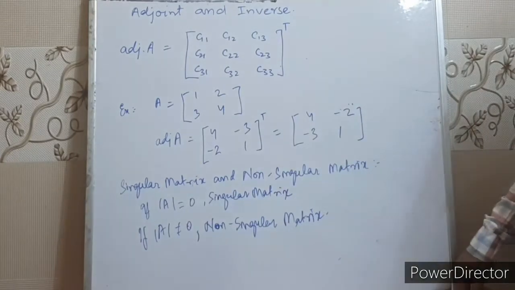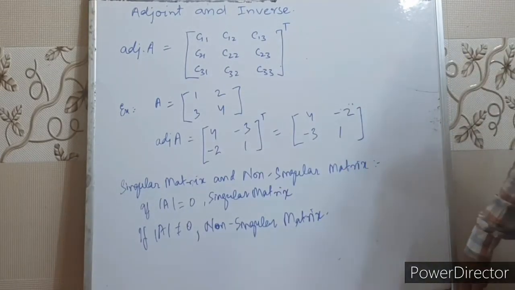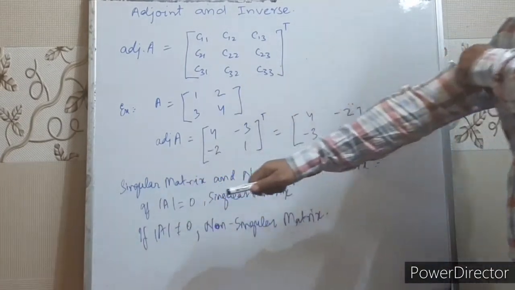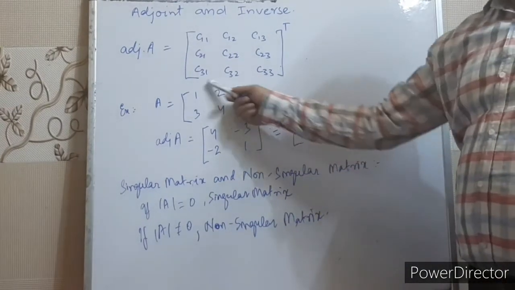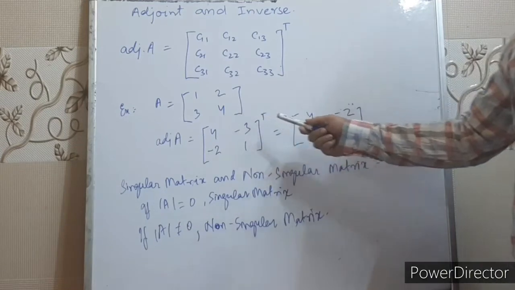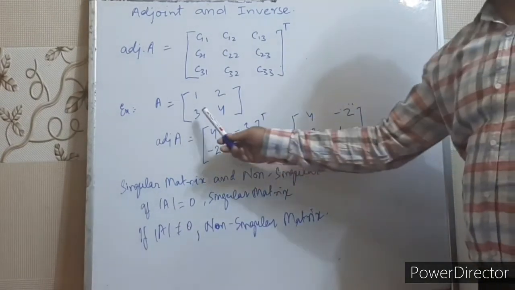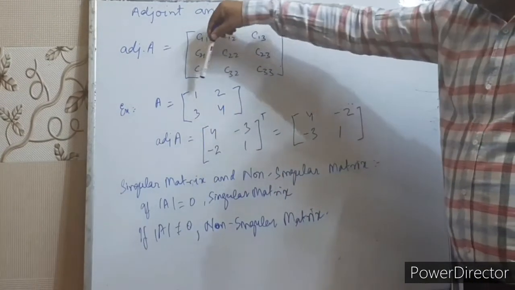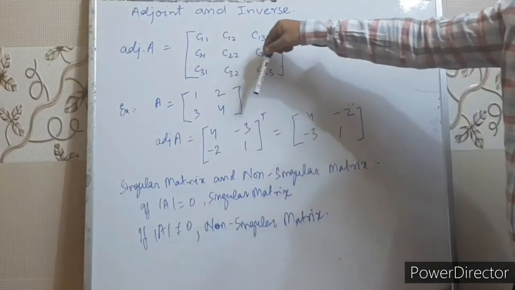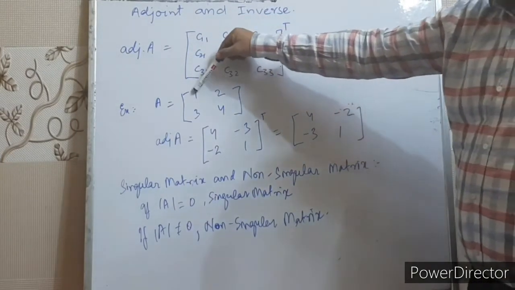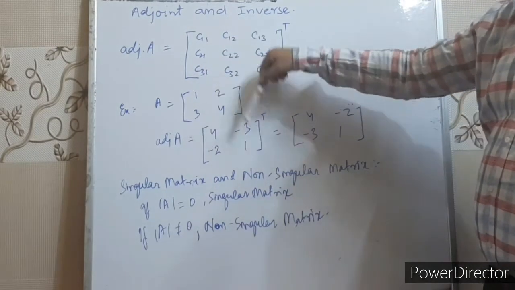Now see this example. Suppose a matrix A is given, 1, 2, 3, 4, and we have to calculate the adjoint of A. Now what we'll do, children, we'll calculate the cofactors of this matrix. This is a square matrix, that means we can calculate the adjoint of this matrix. Suppose we are calculating the cofactor of first row and first column. So this row and this column will get cancelled. What will be left? 4, and this has a positive sign, so plus 4.